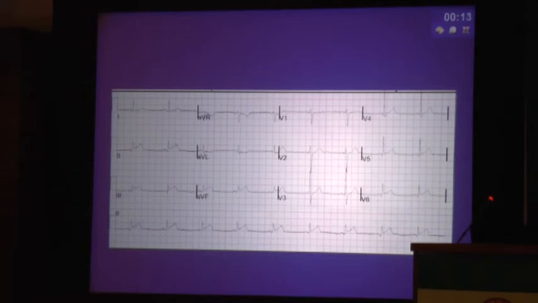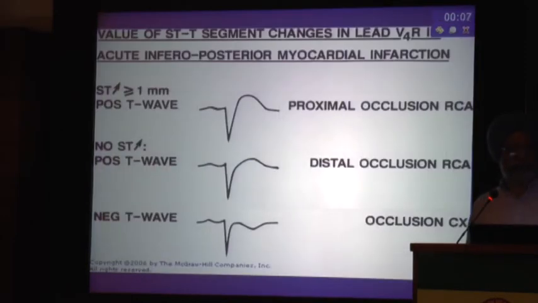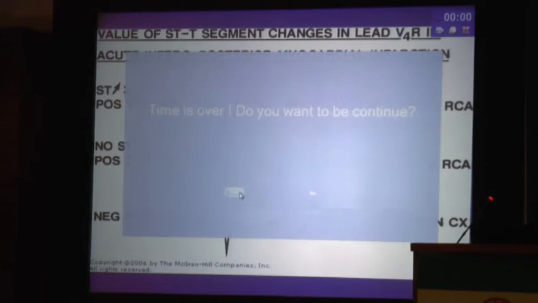Now if you look at this particular ECG, you have lead 2 more than 3, you have lateral leads showing changes, so you can diagnose it's a circumflex block. Now V3R, V4R leads are important for diagnosis of RV infarct.